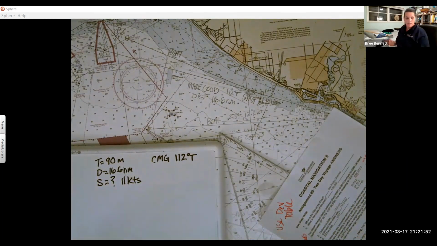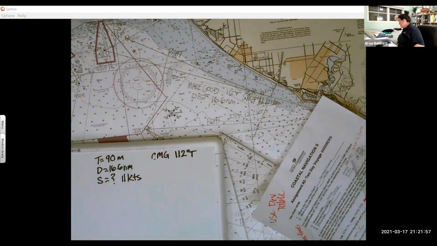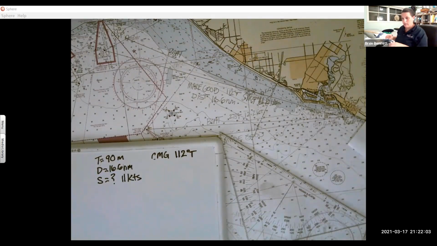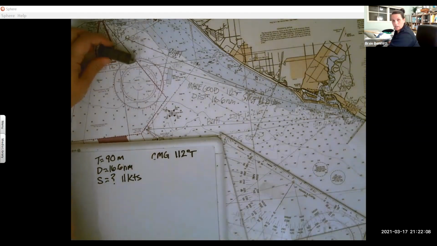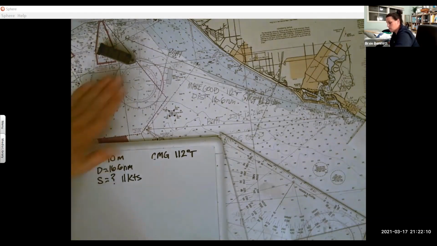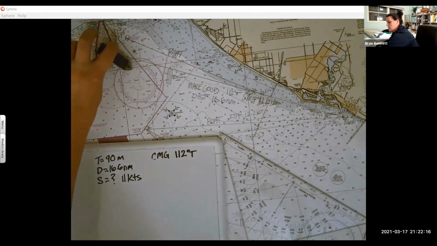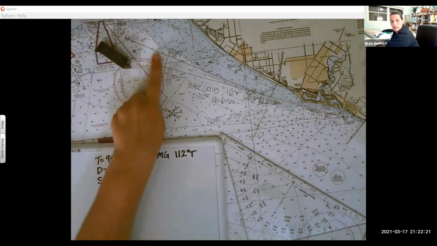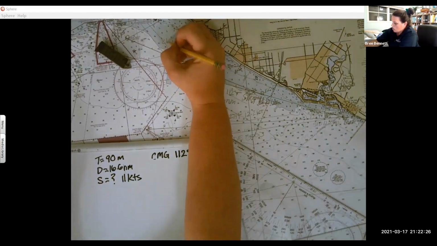My desk becomes a mess in this class. Okay, so I want to make good this, and the current is pushing me to 070. So I'm going to steer into the current, and that is the line that I've drawn to figure out what my course to steer is. This is what I'm going to get my course to steer and my speed by engine.